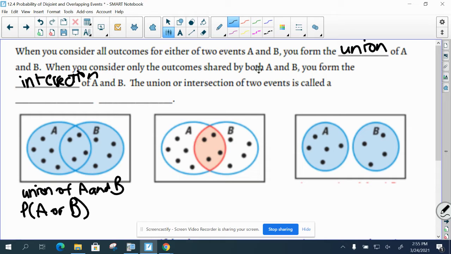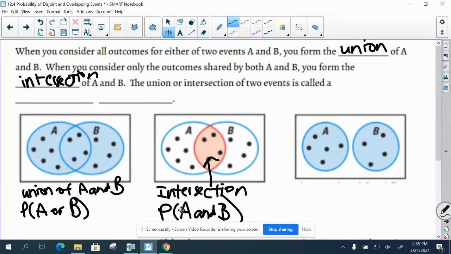When you consider only the outcomes shared by both A and B, you're looking at where they intersect. So you're just looking at this red part in the middle. That would be the intersection of A and B, which we call in probability the probability of A and B. So both A and B. And then the union or intersection of two events is called a compound event. You have two or more events.